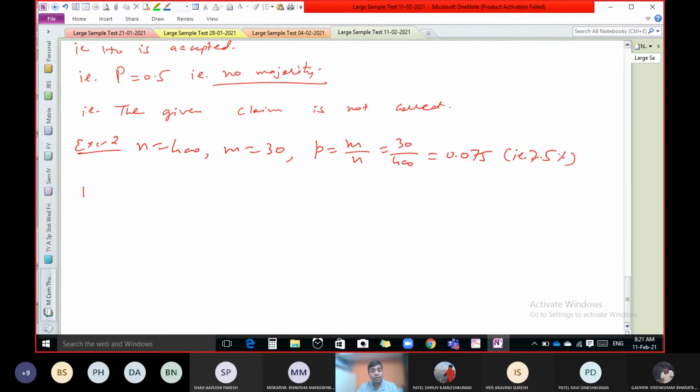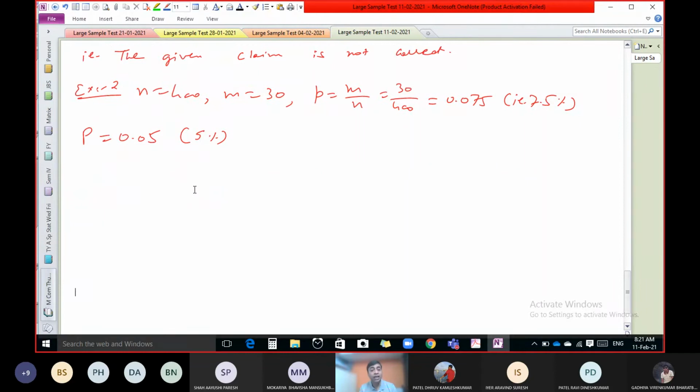And what is the claim? Capital P, only 5%, that means 0.05. 5% is the claim for the entire lot. The company claims that in the entire lot only 5% are defective, but in our sample we found that 7.5% are defective. So is this difference due to sampling fluctuation, or did the company really produce more than 5% defective? That is what we want to verify.